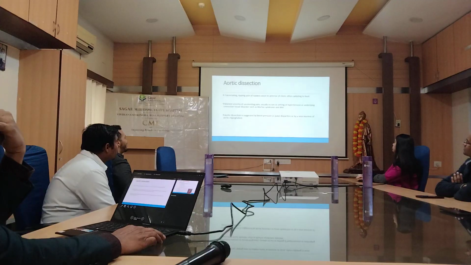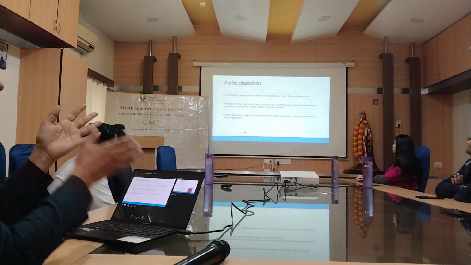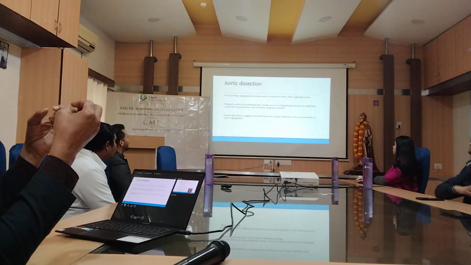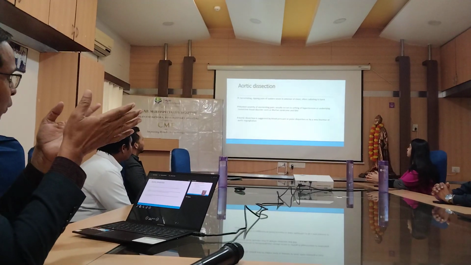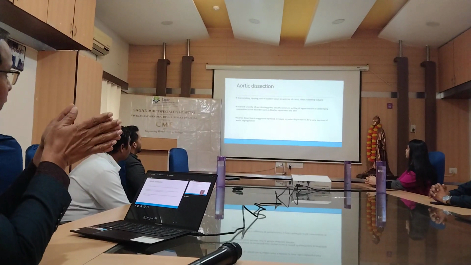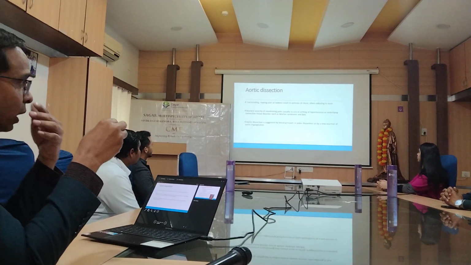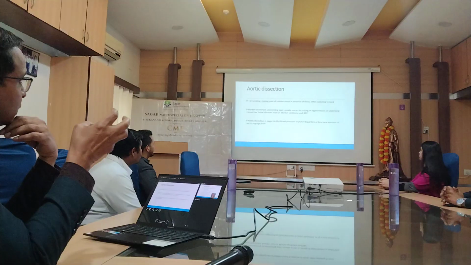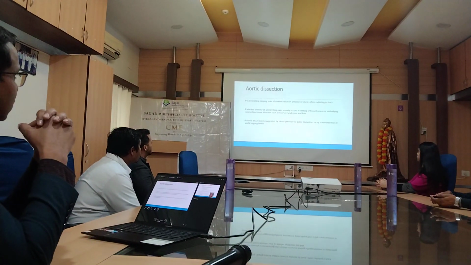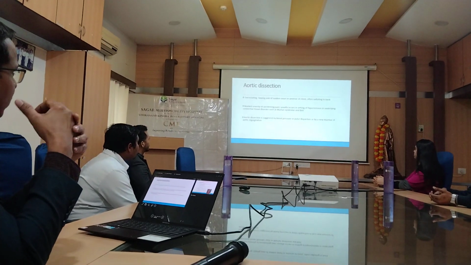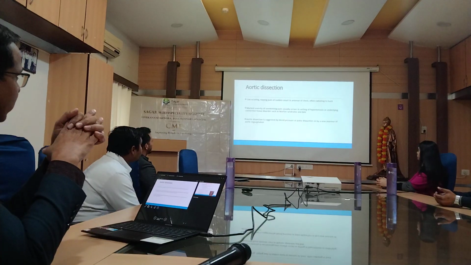The second most important cause of acute chest pain is aortic dissection. Aortic dissection occurs when there is a tear in the intima of the vessel wall, and the intima is separated from the tunica media of the aortic vessel, and a false lumen is formed in the aorta, which compresses the true lumen. The pain of aortic dissection is excruciating, very severe, ripping type of pain which starts in the anterior side of the chest and may radiate to the back.